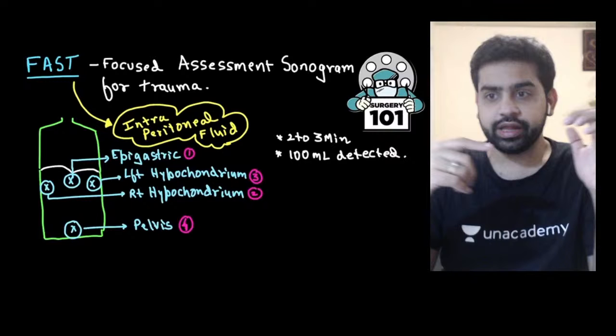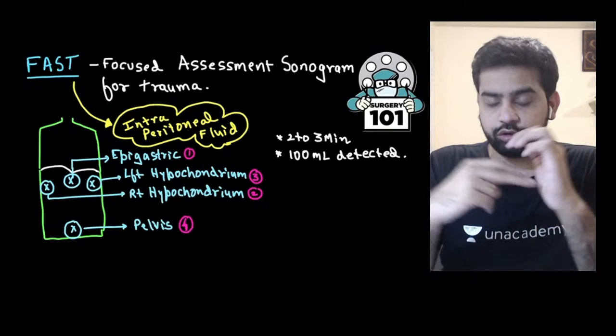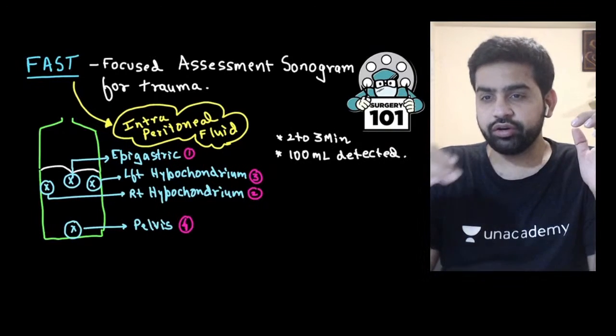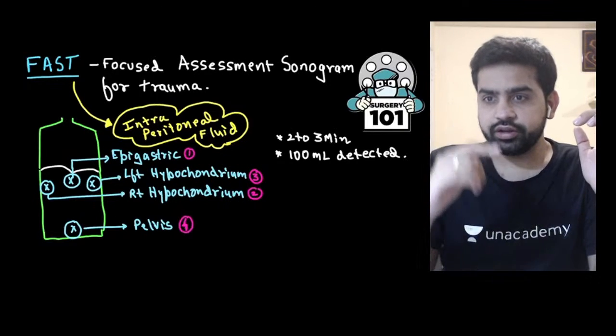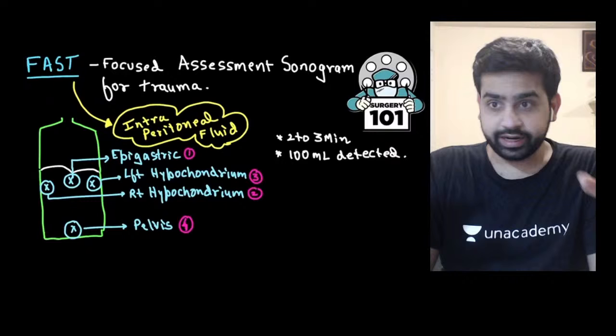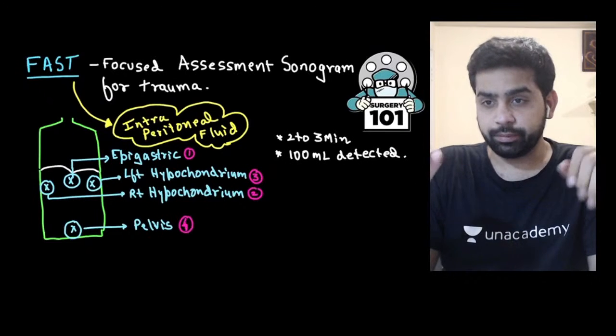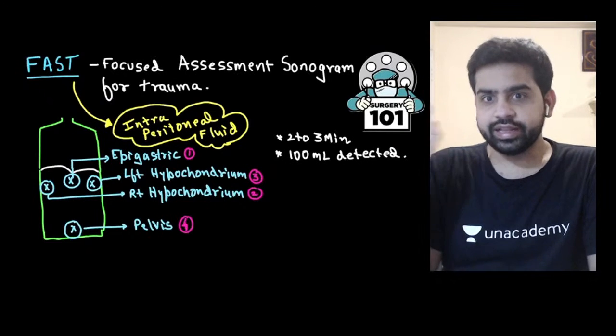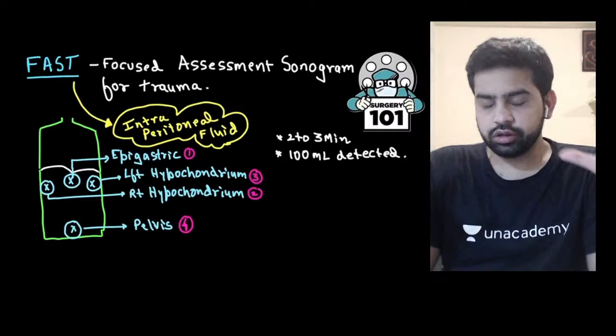So let's say there is an injury to the intestine, or an injury to a vessel or something like that. It is trying to tell you that there is some intra-abdominal injury present in this particular patient, and that is a red flag, and you have to evaluate this patient in a proper manner. That is the whole purpose of performing a FAST.